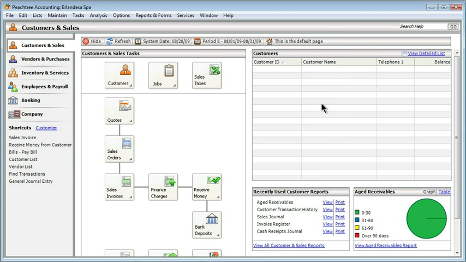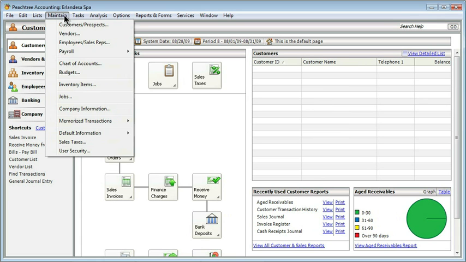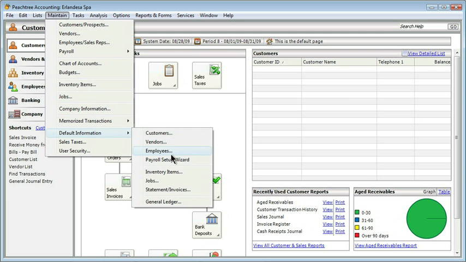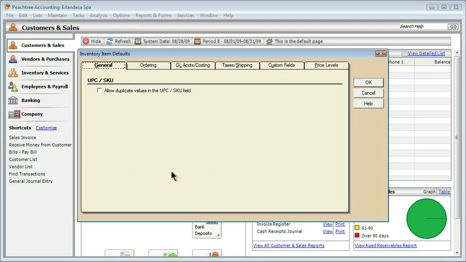And the second default that we want to take a look at is going to be for our inventory. We'll start the same way. We'll go up to Maintain, down to Default Information, and this time we want to choose Inventory Items. Similarly to the vendors, we have different types of tabs. Do you want to allow duplicate values in your UPC codes?